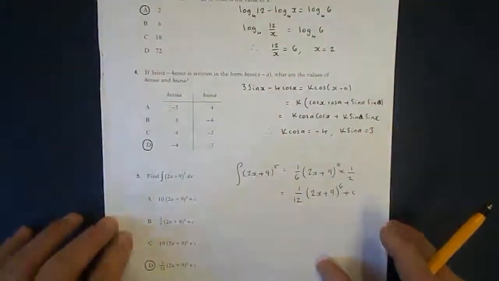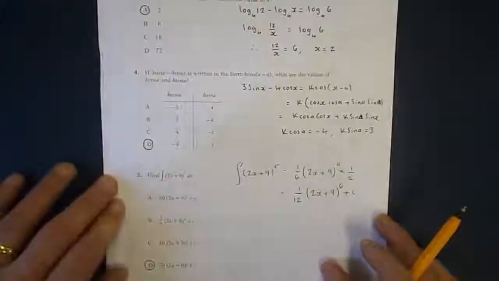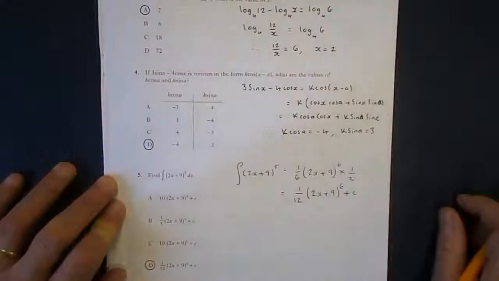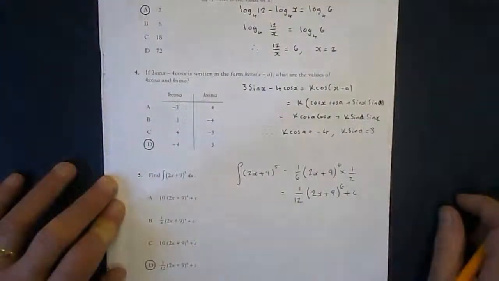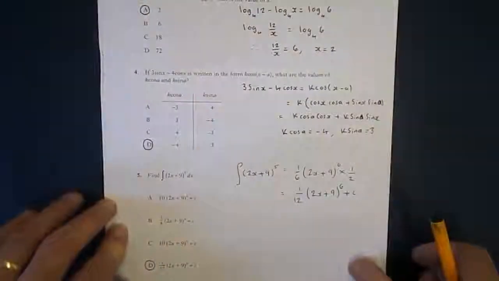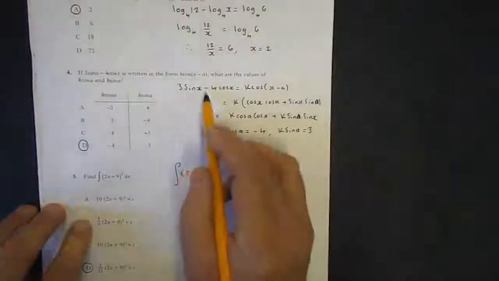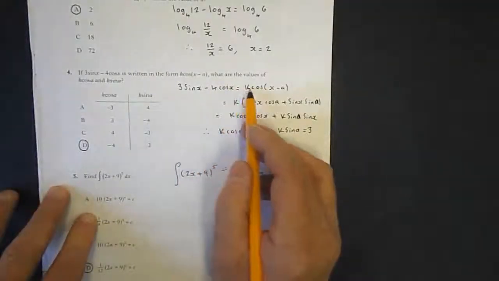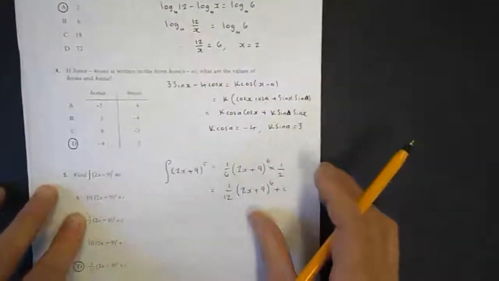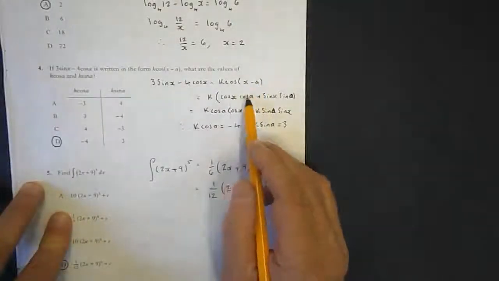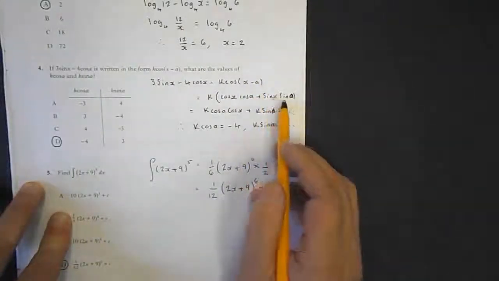Question 4 is all about the beginning of the wave function type problem. 3 sin x take 4 cos x is written in the form of k cos(x - a). What is the value of k cos a and k sin a? Okay, so here we have the expansion here. k cos(x - a) is k(cos x cos a + sin x sin a).